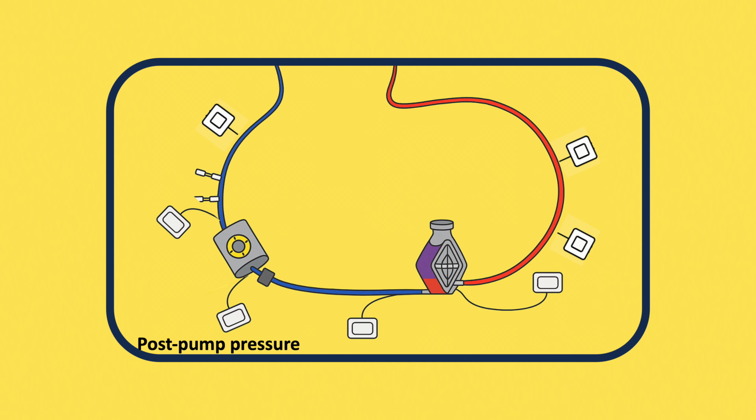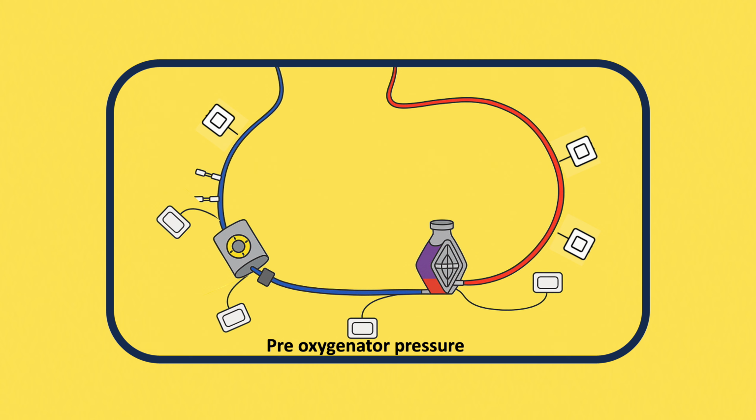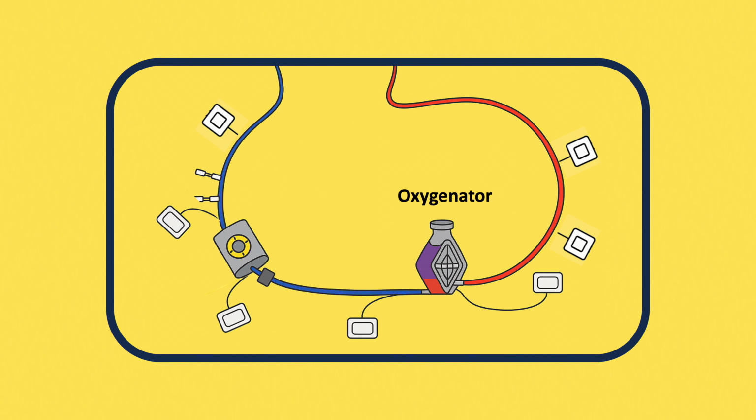Then you have another pressure sensor. This measures the blood pressure after it passes through the pump before going through the oxygenator. It is typically the highest pressure in the ECMO circuit because it represents the pressure needed to push blood through the oxygenator, the tubing and back into the body. And then we have another pressure sensor prior to the oxygenator and then the oxygenator.